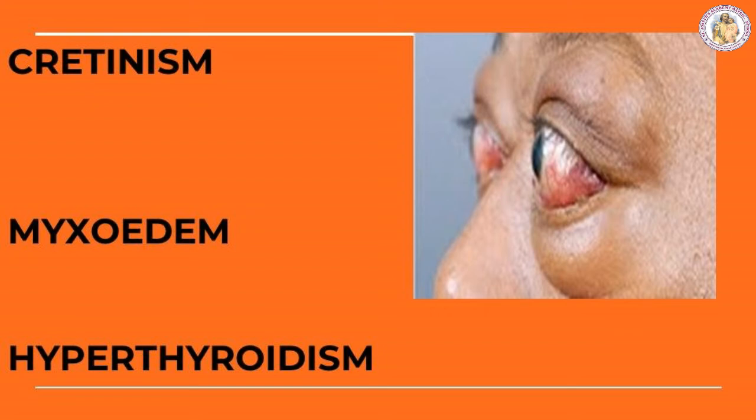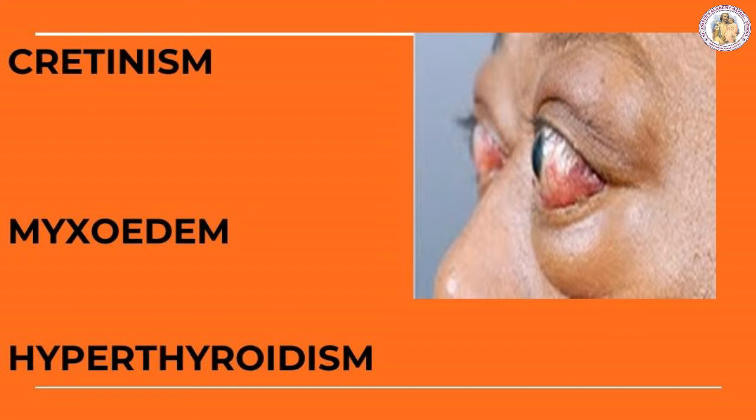Myxedema, again a deficiency of the thyroid hormone, in adults. They become mentally sluggish, with increased body weight and puffiness in the face, hands and abdomen. You can see the picture: the face is puffy and the eyes are protruding like this. So, this is an example of myxedema.